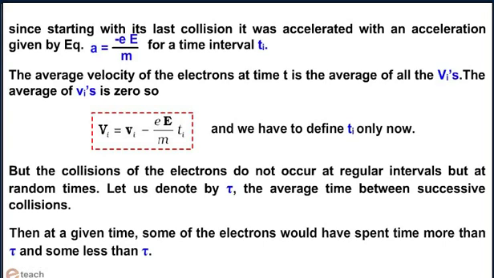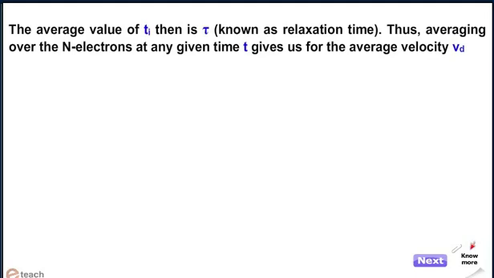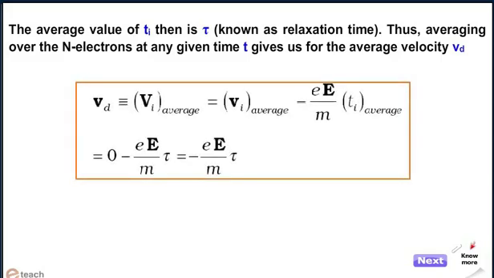The collisions of electrons do not occur at regular intervals but at random times. The average time between successive collisions is denoted by tau, but some electrons spend more time than tau and some less than tau. The average value of time, tau, between two successive collisions is known as relaxation time. By averaging over n electrons, we get average velocity vd.